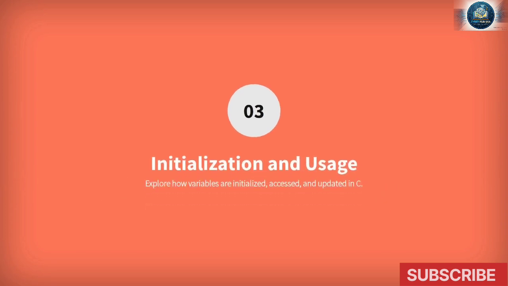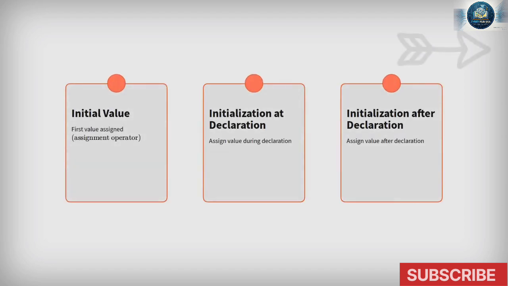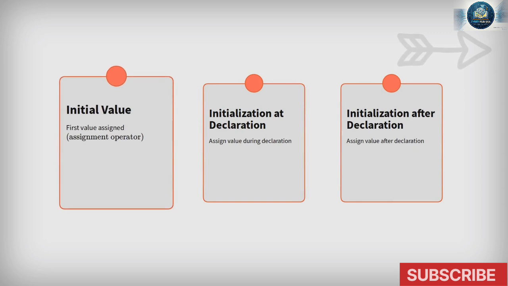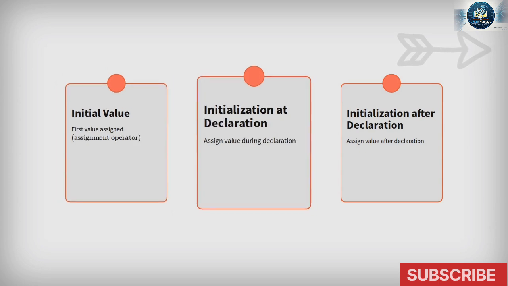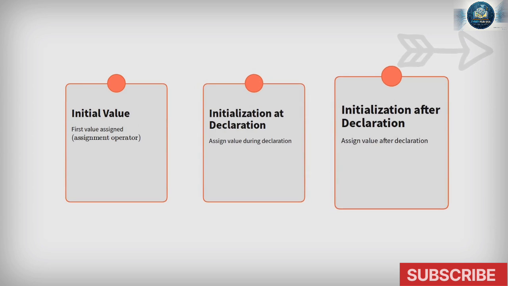Initializing and using variables is where the real action happens in C programming. Let's see how values are assigned, accessed, and changed. Here's how variables in C are initialized, either at declaration or afterwards. The initial value is the first value assigned to a variable using the assignment operator. Variables can be initialized at the time of declaration, combining both steps. Variables can also be initialized after declaration, assigning a value later.